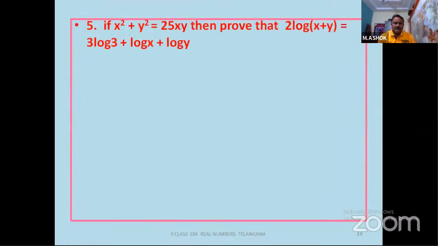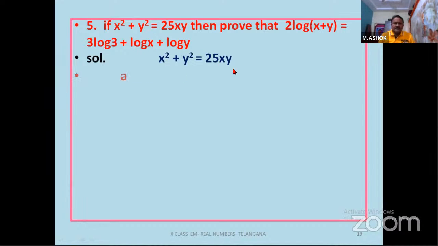So the fifth question is, if x square plus y square is equal to 25xy, then prove that 2 into log of x plus y is equal to 3 log 3 plus log x plus log y. This is a 4 mark question, and it came twice in the examination. So listen carefully. He has given x square plus y square is equal to 25xy. What you should prove is 2 into log of x plus y is equal to 3 log 3 plus log x plus log y.